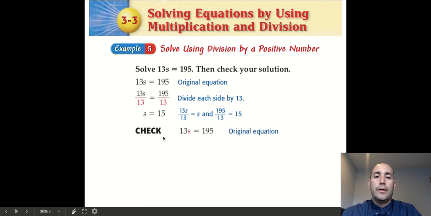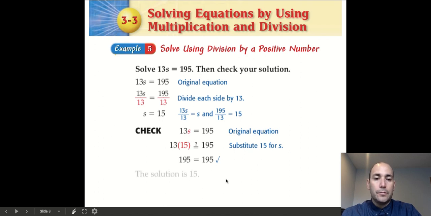And then let's go ahead and check it out. In my original equation, I'm going to substitute s with my answer, which was 15. And does 13 times 15 equal 195? Yes, it does. 13 times 15 does equal 195. So both sides are equal. That means that my answer made the equation true. So therefore, my solution is 15, right? s equals 15, and this checks out.